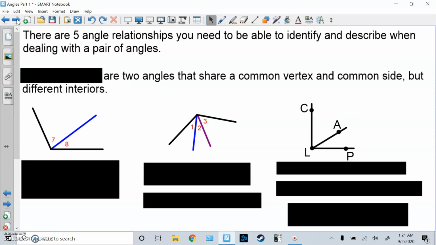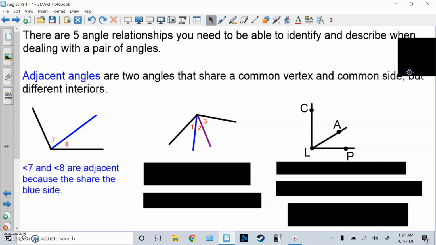Alright, there are 5 angle relationships you need to be able to identify and describe when dealing with pair angles. The first one is adjacent angles. Adjacent angles are two angles that share a common vertex, so start point, and common side, but different interiors. So here's angle 7 on top, and here's angle 8 on bottom. These two are adjacent because they share the same blue side in the middle.